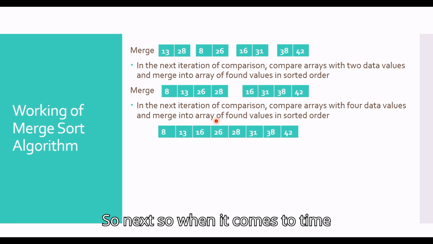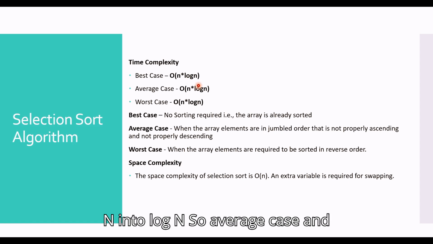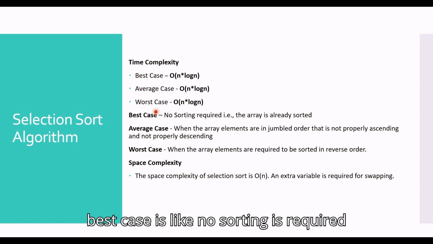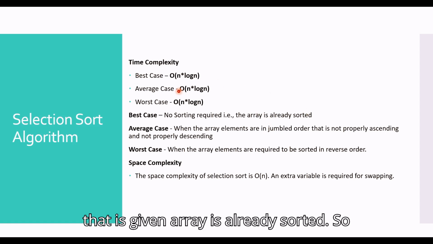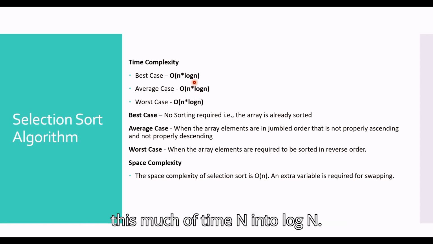Next, when it comes to time complexity, the best case is order of n log n. The average case and worst case are also the same. The best case is when no sorting is required, that is, the given array is already sorted. Even in that case the algorithm will take this much time, n log n.